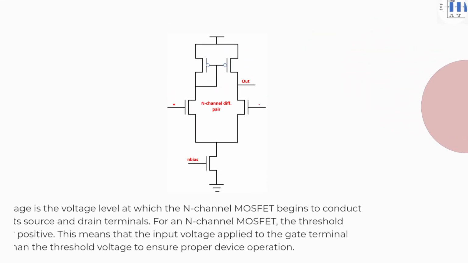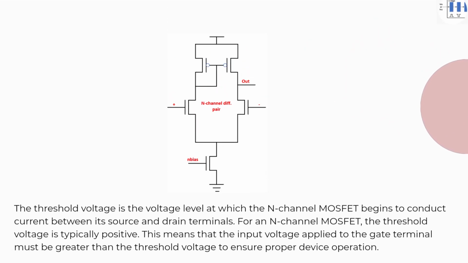The threshold voltage is the voltage level at which the N-channel MOSFET begins to conduct current between its source and drain terminals. For an N-channel MOSFET, the threshold voltage is typically positive. This means that the input voltage applied to the gate terminal must be greater than the threshold voltage to ensure proper device operation.